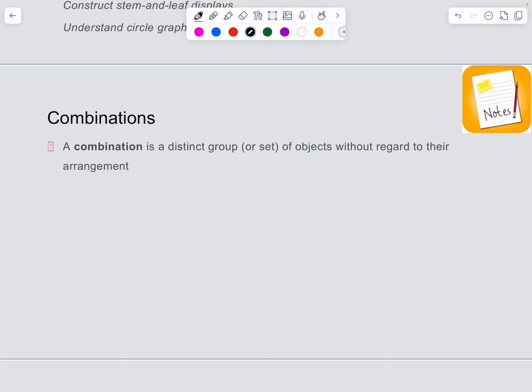A combination is a distinct group of objects without regard to their arrangement. Remember, this is different than a permutation because in a permutation order matters. In a combination, order does not matter.